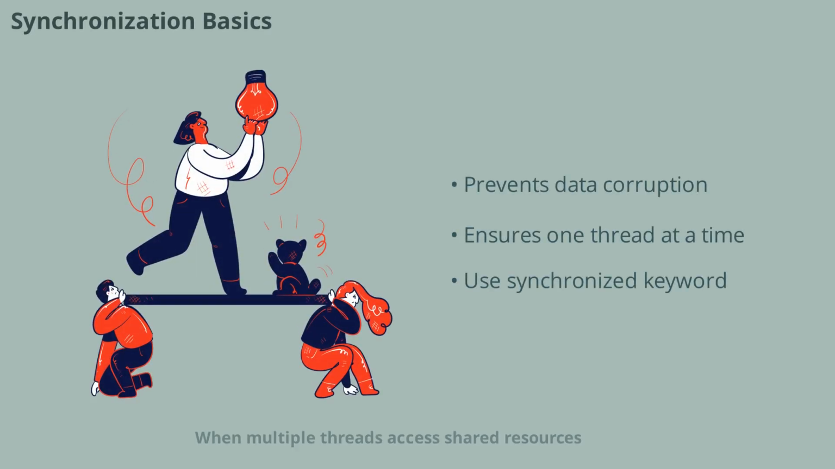When multiple threads access shared resources, synchronization is crucial to prevent data corruption. Without synchronization, threads can interfere with each other, leading to unpredictable results. For example, two threads incrementing the same counter may not always produce the expected result. Java provides the synchronized keyword to ensure that only one thread can access a resource at a time.